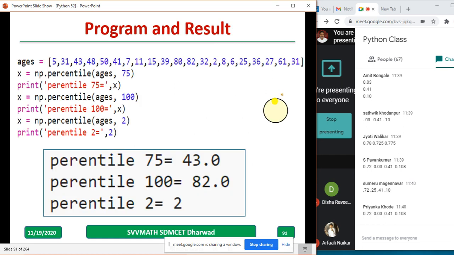The same program I have executed, taking ages equal to these 5, 31, 43, all these things are typed. I am using np.percentile for 75, 100, 2. No doubt the statements I am using are the same. Copy down only these 2 lines. Change the percentile and execute whenever you get time. See the answer. Try to understand.